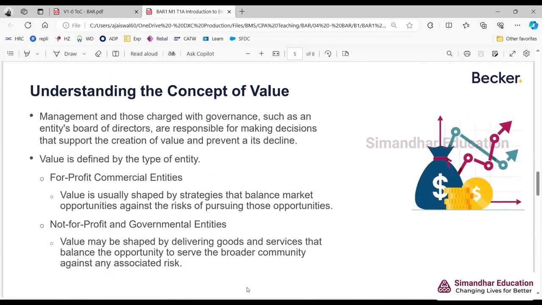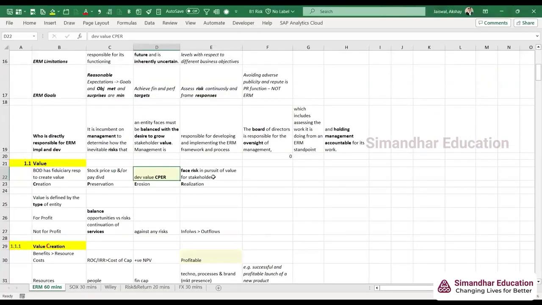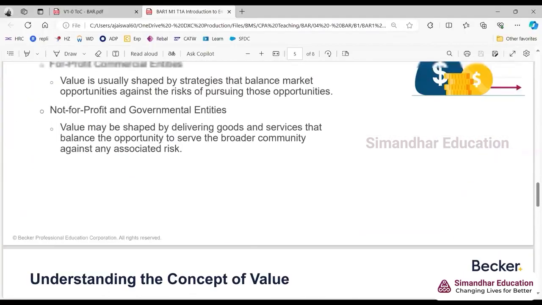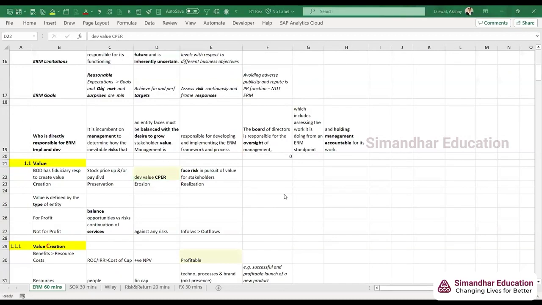So the first concept is of value. What is value? Generally, what do you mean by value? Can anyone tell me the meaning of value? Value means profit. Okay. What else? Anything else? Guys, try to be a little bit interactive. This should not be a graveyard class. Otherwise, I will not be able to know whether you are sleeping or whether you are focusing on the class. Wealth of company. Okay, good.